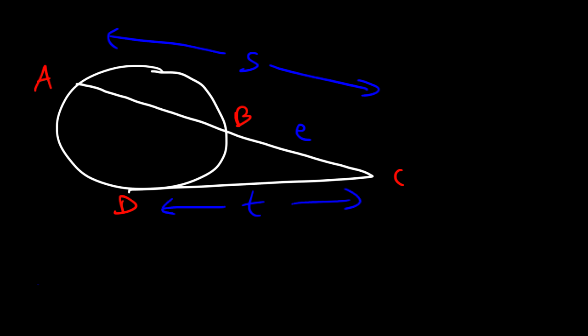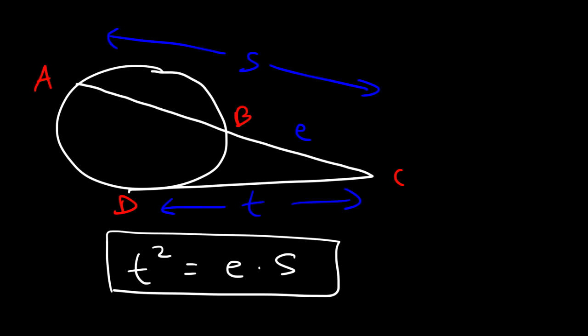Now the next one we need to talk about is the tangent-secant power theorem. So let's call this A, B, C, D. So DC is the tangent part. BC is the external part of the secant. And AC is the secant segment, where DC is the tangent segment. So the formula that you need to know is that tangent squared is equal to the external part times the secant segment. And so that's the tangent-secant power theorem.